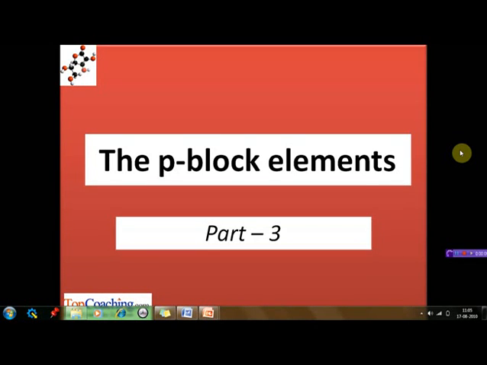So today let's start with the third part of our discussion on the p block elements, that is going to cover group 15, 16, 17 and the noble gases.